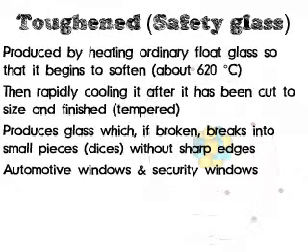Toughened safety glass is produced by heating ordinary float glass so that it begins to soften, then rapidly cooling it after it has been cut to size and finished. This process produces glass which, if broken, breaks into small pieces without sharp edges.